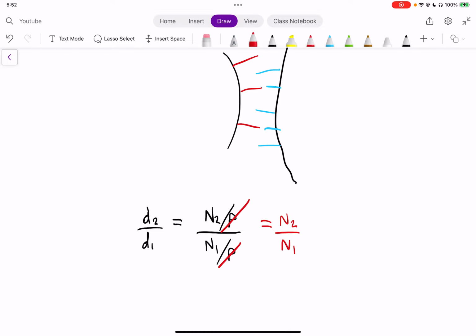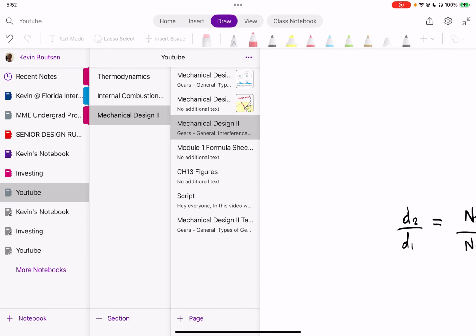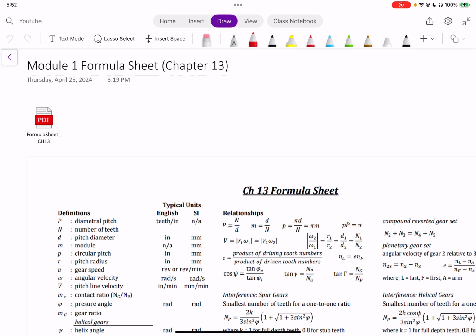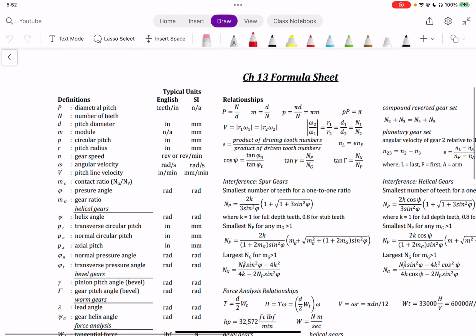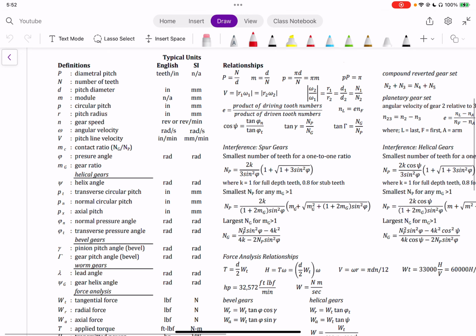Now, I'm going to show you the formula sheet for module 1, and this is the chapter 13 formula sheet in reference with your book. You have a lot of units on the left side explaining all the units for the different things. Again, this formula sheet might have extra information that you might not need, but it's there for your information, and for you to edit and play around with and add stuff to it.